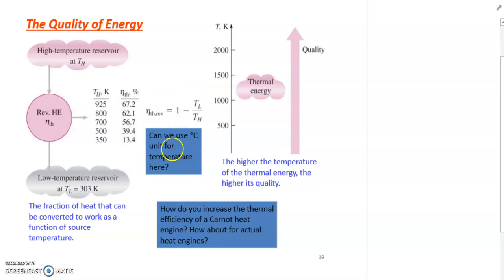Can we use degree Celsius unit for temperature here? The answer is no. You can just try. If you don't convert it to Kelvin, you won't get the same answer.